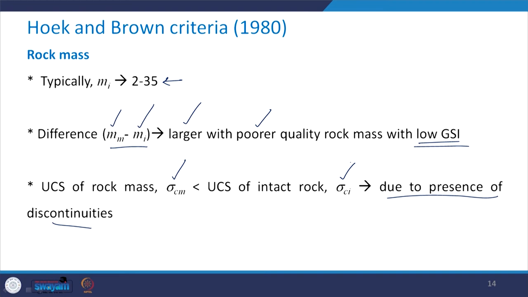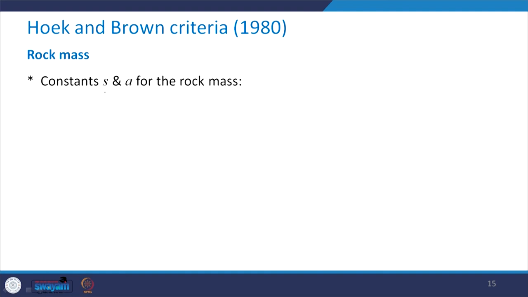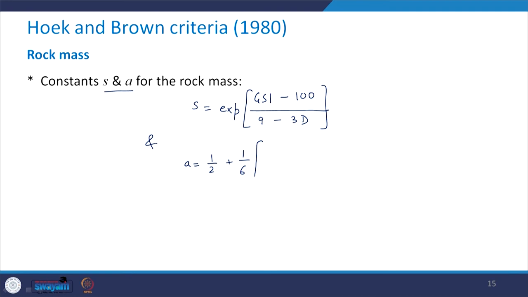These constants s and a for the rock mass can typically be determined by these expressions: s is equal to exponential of (GSI minus 100) divided by (9 minus 3D). D is again the same disturbance factor, and a is equal to half plus 1 by 6 times (e to the power minus GSI upon 15 minus e to the power minus 20 upon 3). So this is how the constants for the rock mass, s and a, can be determined, and we have already seen how the parameter m for the rock mass can be determined.